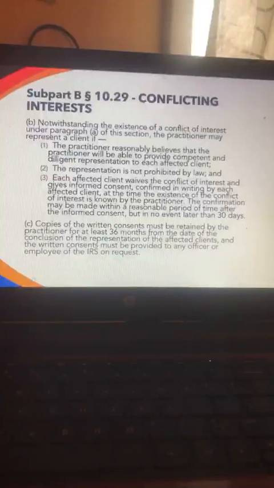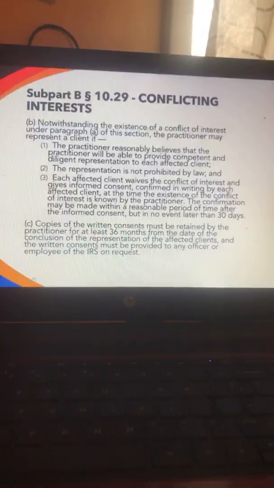confirmed in writing by each affected client, at the time the existence of the conflict of interest is known by you. The confirmation may be made within a reasonable period of time after the informed consent, but in no event later than 30 days. And copies of the consents must be retained by you for at least 3 years, 36 months, from the date of the conclusion of the representation of the affected client. And the written consents must be provided to any officer or employee of the IRS on request.